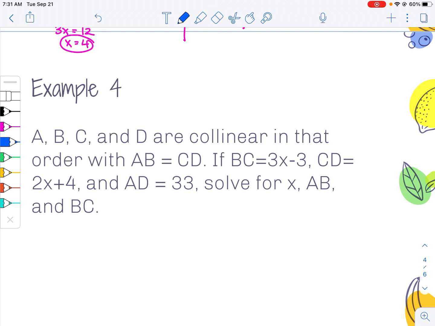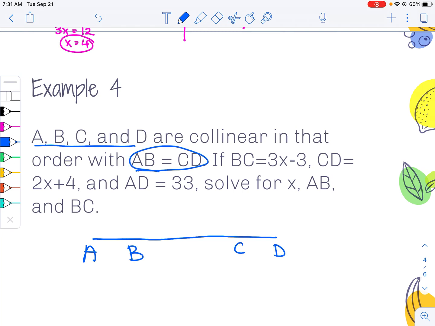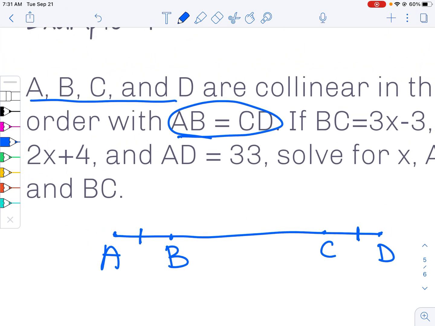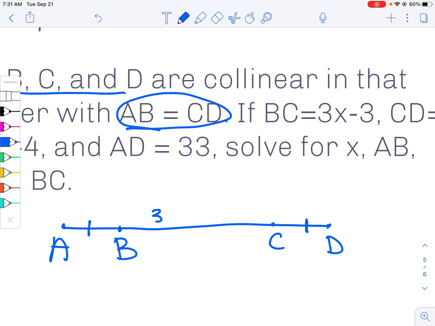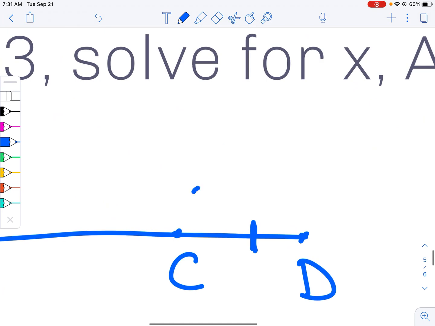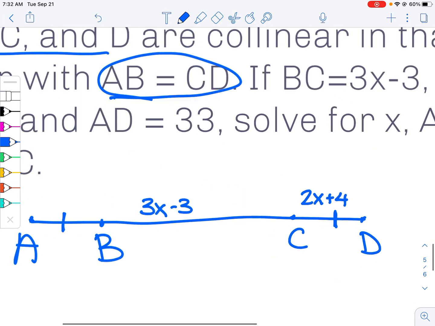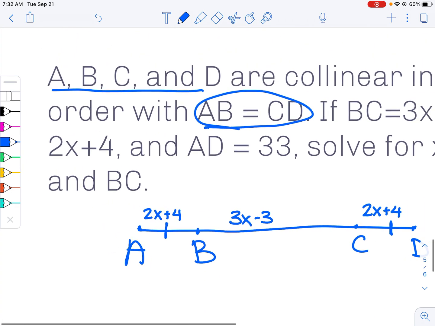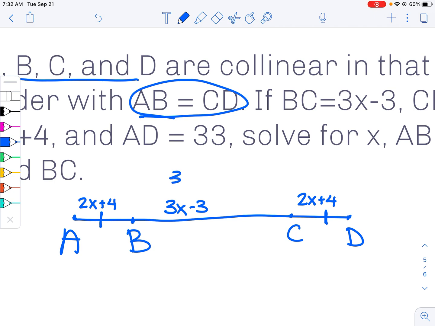These next 2 problems get a little bit tougher because now I've got 4 letters. But they're always going to tell me, hey, A, B, C, and D, with AB equaling CD. So those segments are congruent, their lengths are equal. I'm going to mark that they're congruent with little vertical tick marks. And then they tell me, all right, BC is 3x minus 3. CD is 2x plus 4. Well, since I know CD, I also know AB because they must be the same length. And then the whole thing is 33.